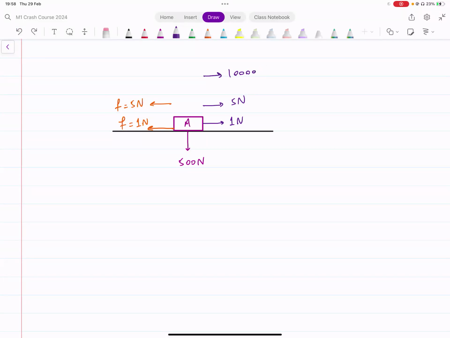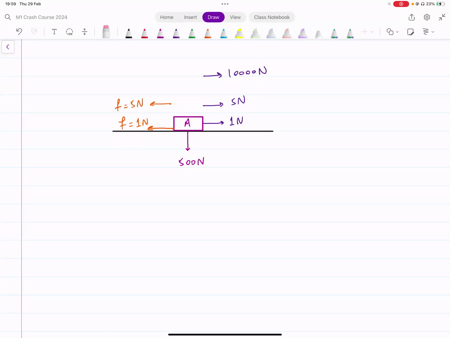If I were applying a force of 10,000 Newton to the right side, it's almost certain that this is going to move now. So basically what happens is, between 5 Newton and 10,000 Newton, there comes a point somewhere where the object does start to move. At 1 Newton, it was not moving. At 5 Newton, most of you think it would not move. But at 10,000 Newton, it is most likely going to move.